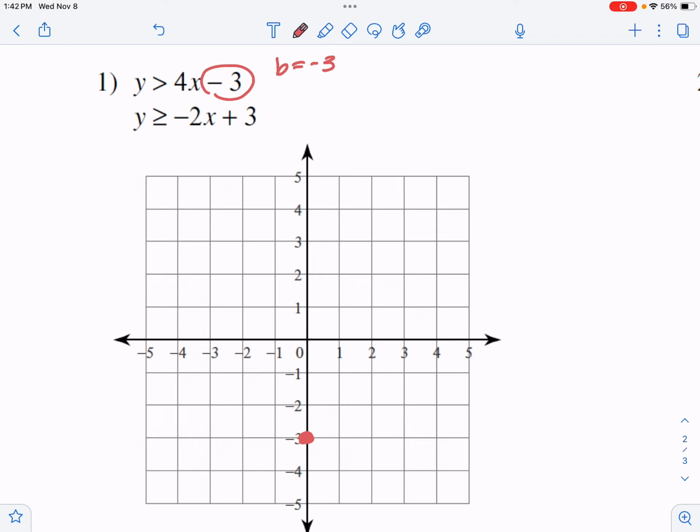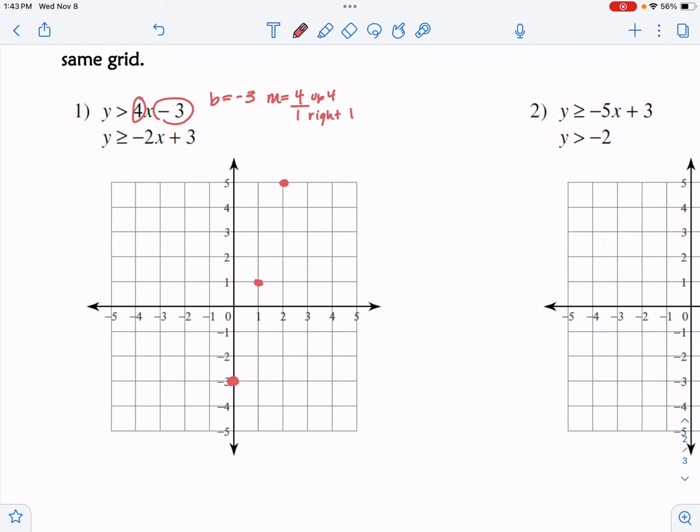And then the slope is 4. And so whenever the slope is a whole number, there's an invisible 1 on bottom, which means we're going to rise up 4 and run to the right 1. Rise over run. So up 4, right 1. Up 4, right 1 would give us some points.